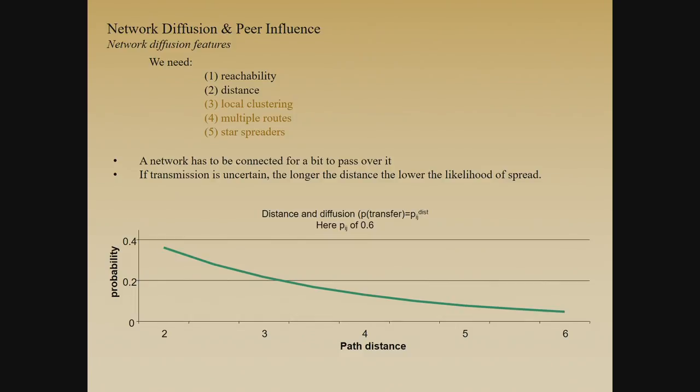So the shape of the network, we sort of need these five features, right? The five features are distance and reachability, local clustering, multiple routes, and star spreaders. Reachability and distance are conditional on each other. Reachability means it's possible for me to reach you.